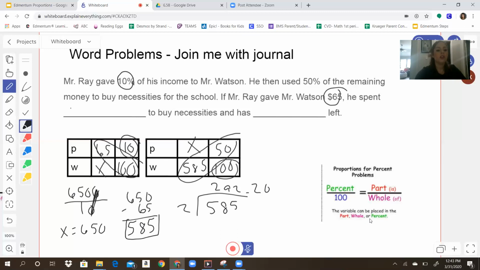So he spent $292.20. And if he spent 50% of his income, and 50% of his income is $292, then how much does he have left? He has $292.20 left. Okay, this is the end of our percent proportions tutorials.